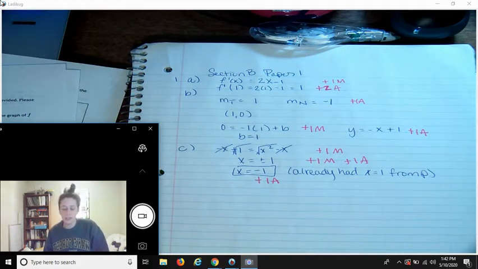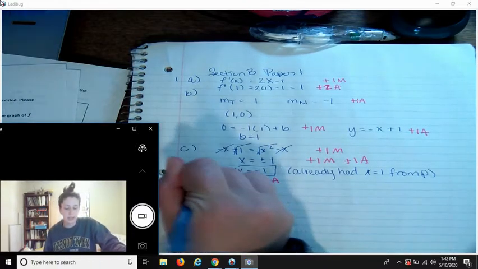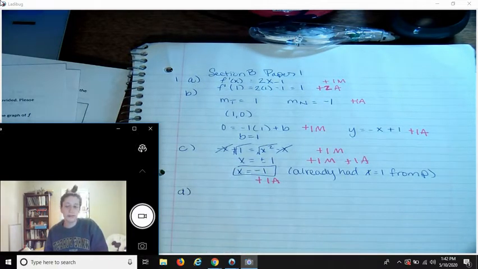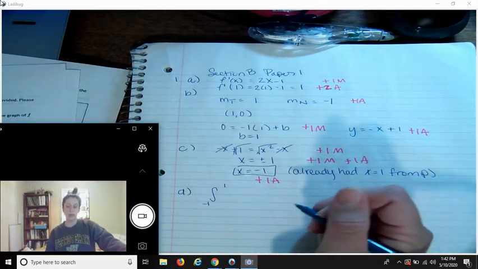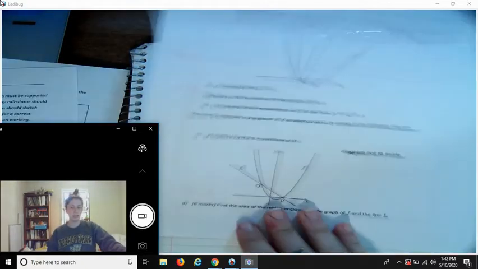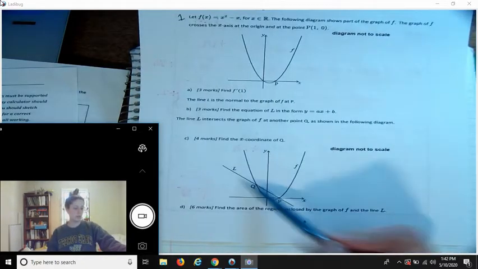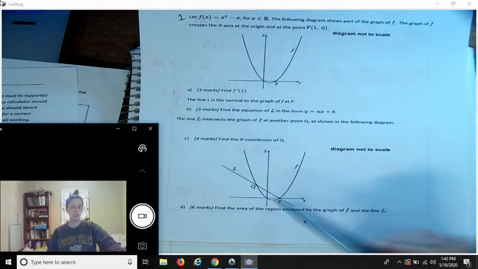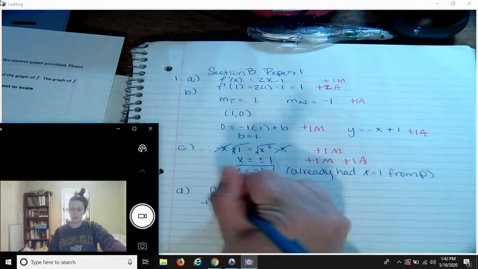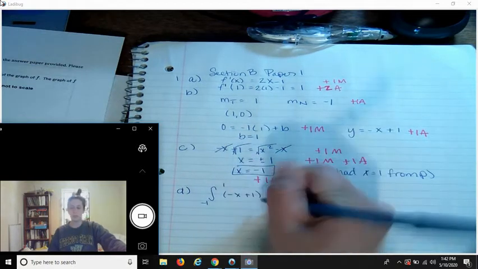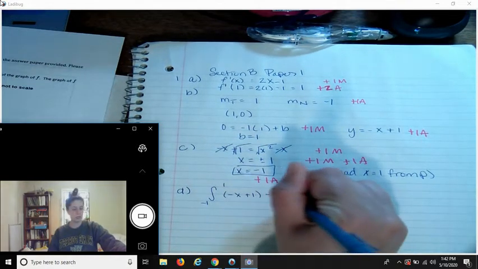Part D is a little bit more extensive. D asks you to find the area of the region enclosed by the graph of f and the line L. Conveniently, we already have our limits of integration because they're the intersection points that we just found. So our lower limit is going to be -1 and our upper limit is going to be +1. Now the line is above the parabola in this case. See how this line is above the parabola? That's the enclosed region. That means I'm going to take my line, -x plus 1, and subtract off my parabola, which is x squared minus x.